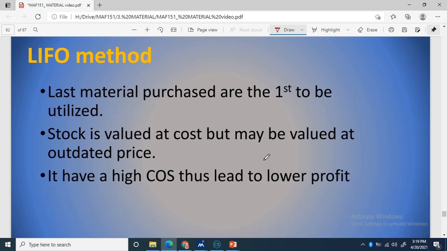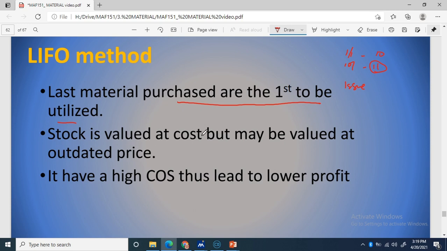Okay, the second method is last in, first out. Last in, first out means the last material purchased is the first to be utilized. So you take out the latest price. For example, before the 1st of January the price is 10 ringgit, and on the 10th of January it is 11 ringgit. When you want to issue, you issue at the latest price. So the last material purchased is at 11 ringgit.